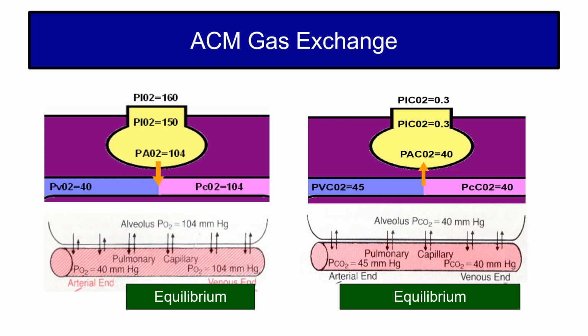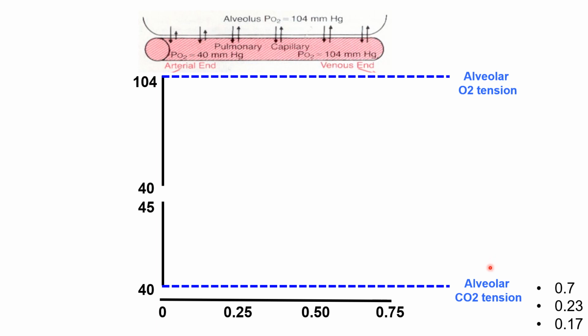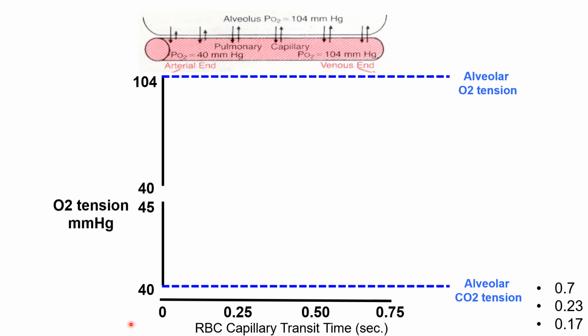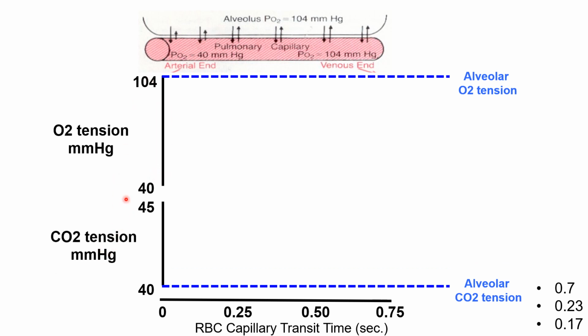because equilibrium is already achieved. Okay, this is another way of looking at the previous figure. The x-axis is the RBC capillary transit time. The y-axis has two scales: this one is for the O2 tension, and this one is for the carbon dioxide tension in the mixed venous blood, or the blood in the pulmonary capillary. So initially, the O2 tension is 40. Okay, it goes up as oxygen diffuses from the alveolus into the capillary, and equilibrium is achieved at this point at around 0.23 seconds.